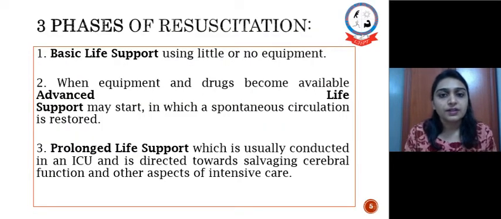There are mainly 3 phases of resuscitation. One is basic life support, with little or no equipment required. Second, when equipment and drugs become available, we can start advanced life support, which helps us restore spontaneous circulation. The third is prolonged life support, which is given in ICU care. The main goal of prolonged life support is salvaging cerebral function, along with other aspects of intensive care.